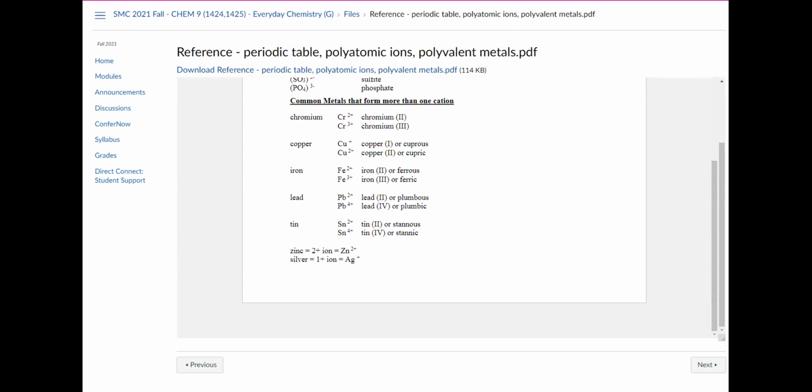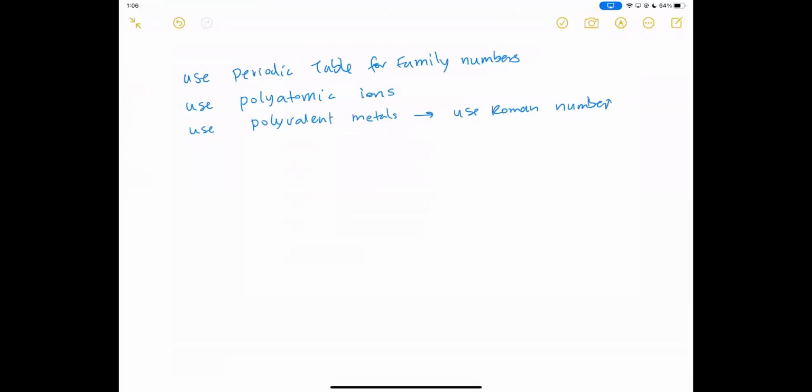So let me switch over to a little bit of background, writing some things down. No video, but just some active work. You want to use the periodic table for family numbers, and the polyatomic ions. That's the chemical formula, something in parentheses, and the chemical name. Okay, so you want to use those interchangeably. If you have the name of the polyatomic ion, you want to write the formula. Or if you have the formula, you want to be able to write the name.